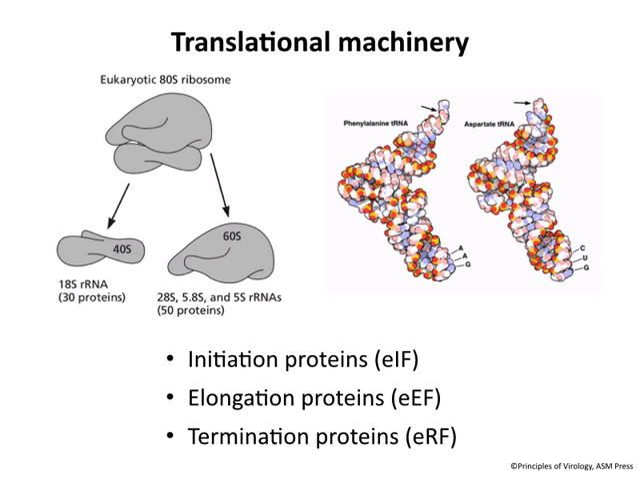Transfer RNAs, which attach the right amino acid to each codon, and then a variety of other proteins that function in the distinct phases of translation. We have initiation proteins, elongation, and termination proteins, and these are called IFs, EFs, and RFs, with an E in front of them to signify that we're talking about eukaryotic proteins.